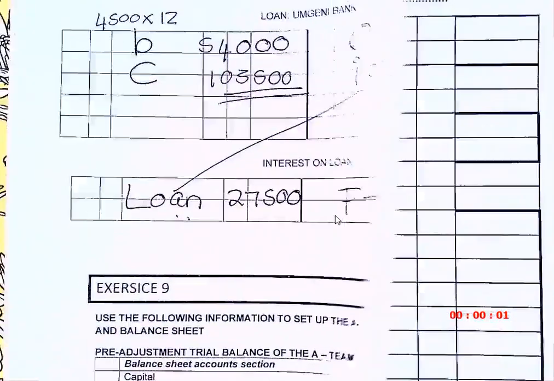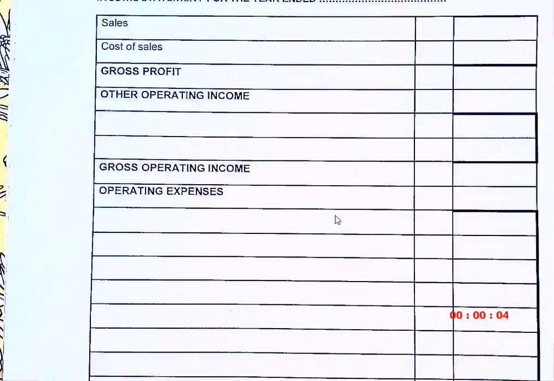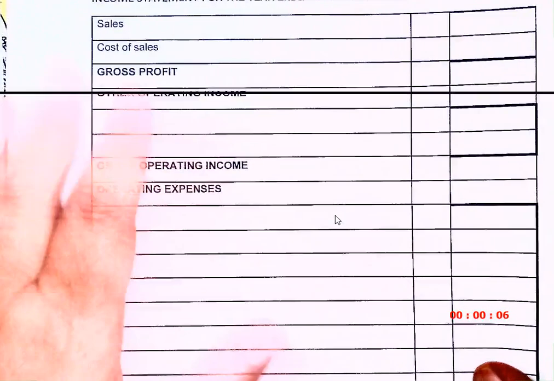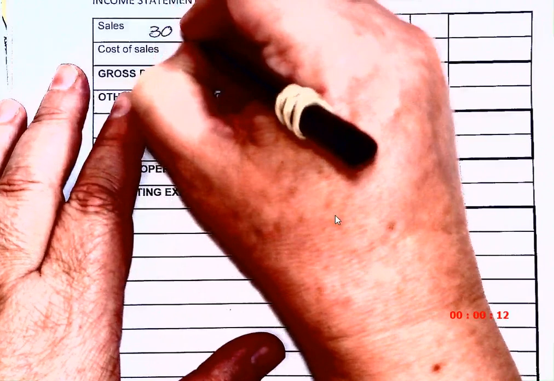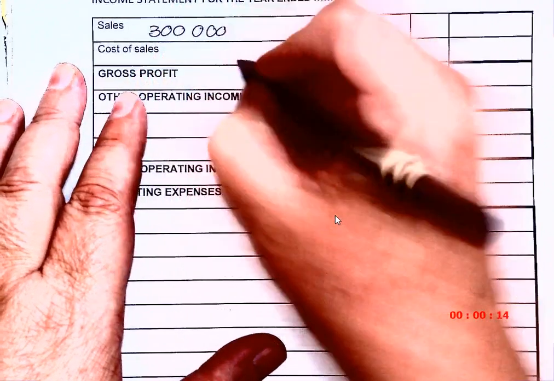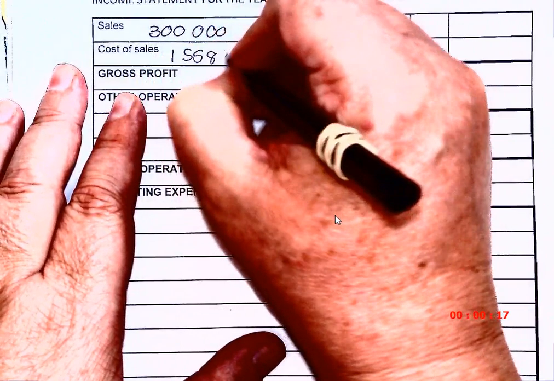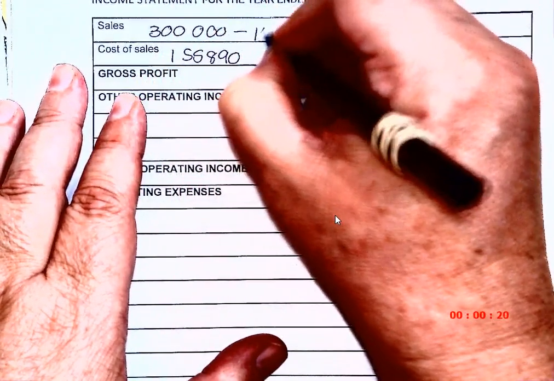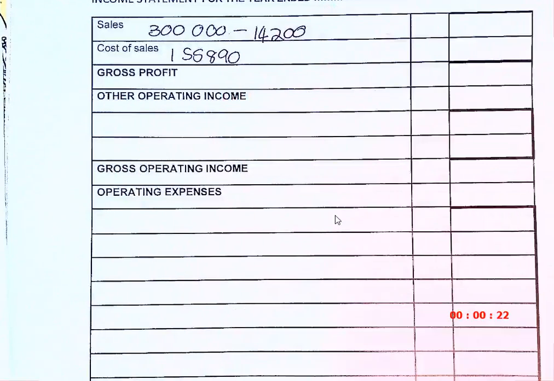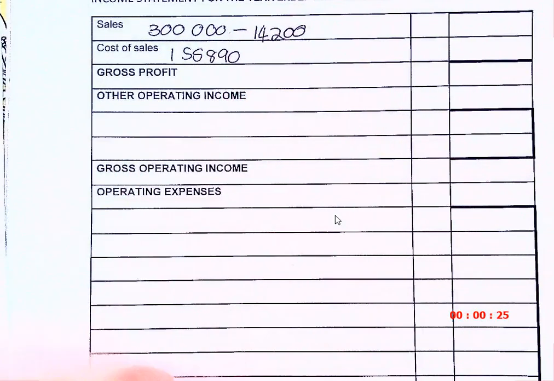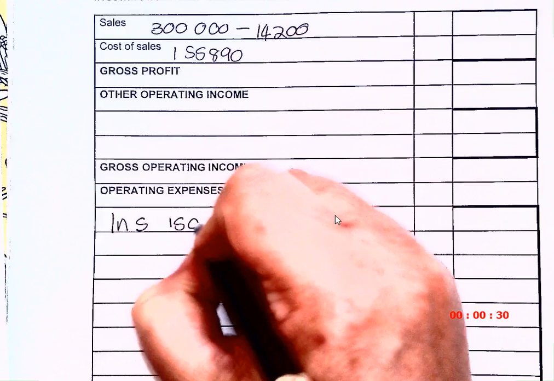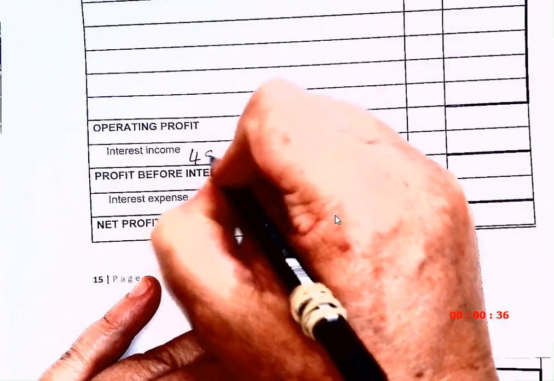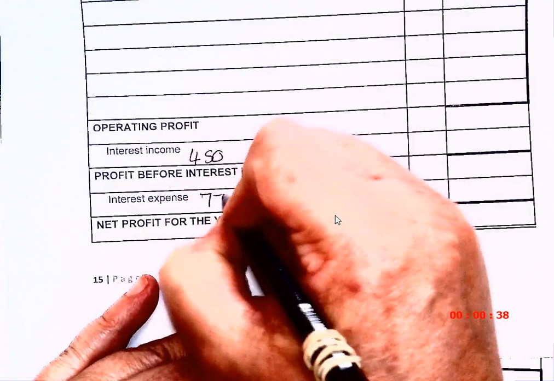Balance sheet, first thing I do is I will go and write down my format. So I see I have sales 300,000, less cost of sales 155,890, less debtors allowance 14,2. Then when I go further nominal, I see there's an insurance. Insurance is 15,050. Interest on fixed deposit goes to interest. Interest on overdraft goes to interest.